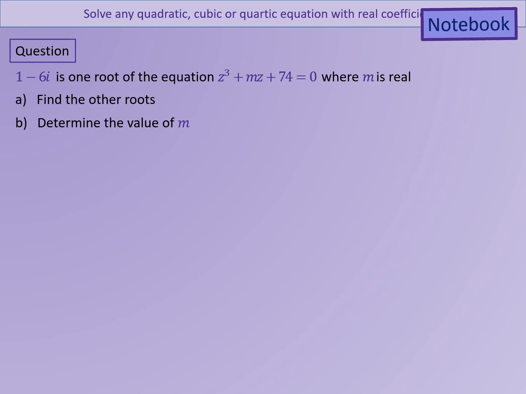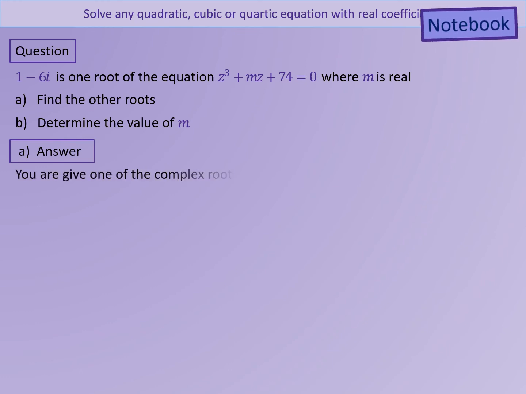Okay, so this is an example of a cubic where we've got one of the coefficients unknown. We've got z cubed plus mz plus 74 equals 0. We are told that m is real, so we know that this cubic has real coefficients. We're told that 1 minus 6i is one of the roots. We want to find the other roots and then determine the value of m from that.